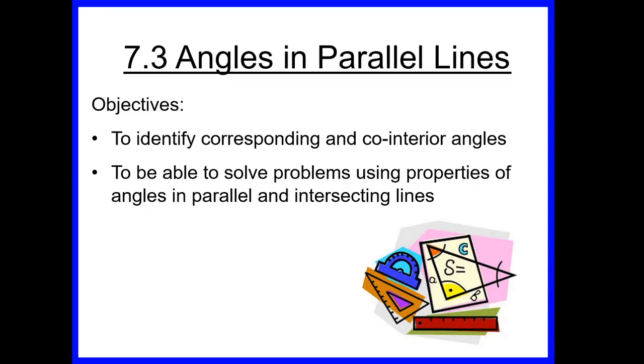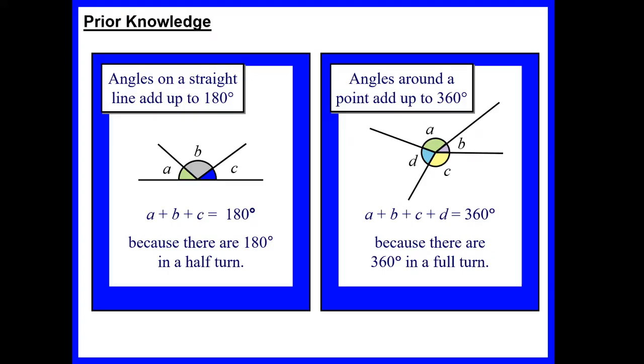Hi there, so today's lesson we're going to be looking at 7.3 angles in parallel lines. Our objective for today then is to identify corresponding and co-interior angles and to be able to solve problems using properties of angles in parallel and intersecting lines. Before we start, let's just check our prior knowledge.